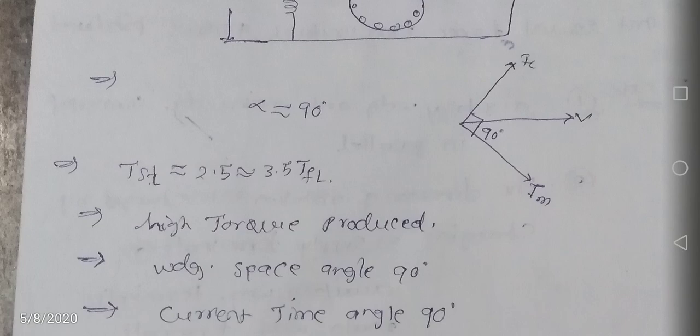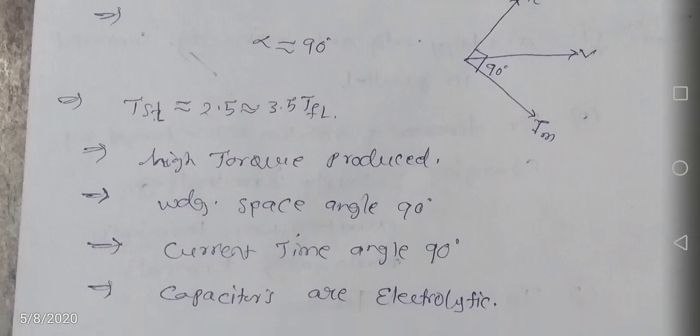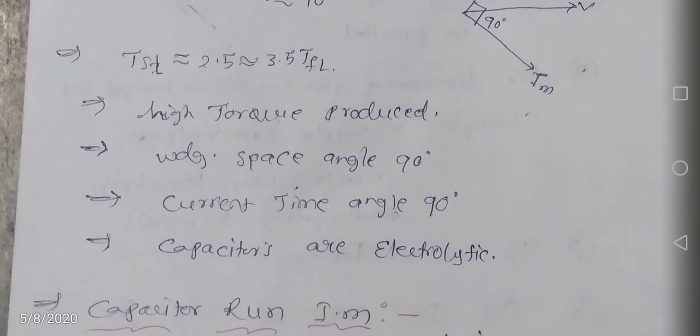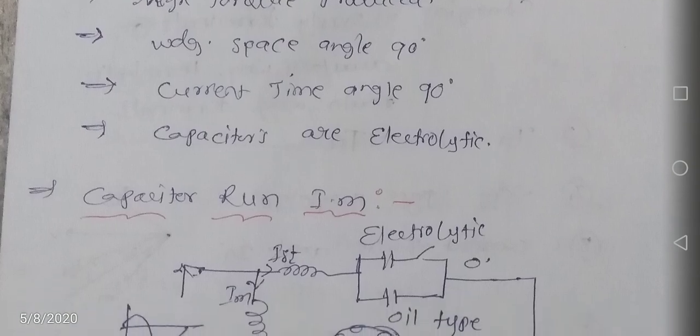IST, or IC, is also called IA: the auxiliary winding current, or starting current. The starting torque, TST, is 2.5 to 3.5 times the full load torque. High torque is produced with the capacitor start method, where the winding space angle is 90 degrees and the current time angle is 90 degrees. Electrolytic capacitors are used.